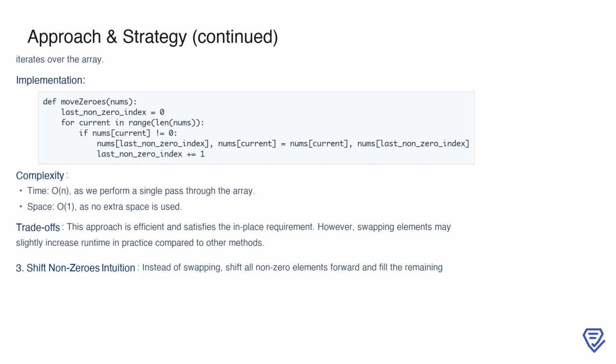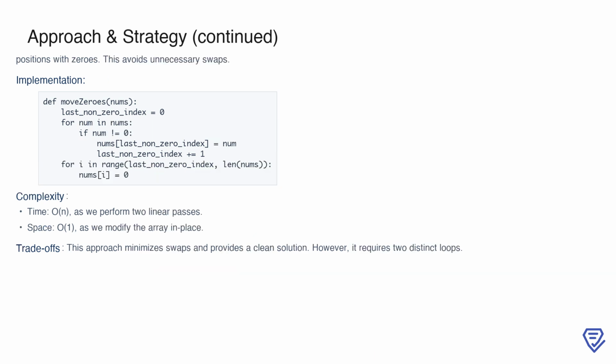However, one trade-off is that the frequent swapping of elements may slightly increase runtime in some cases, though this is generally negligible. Another optimization to consider is the shift non-zeros approach. This method avoids unnecessary swaps by directly shifting non-zero elements forward and then filling the remaining positions with zeros. The process involves two distinct loops.